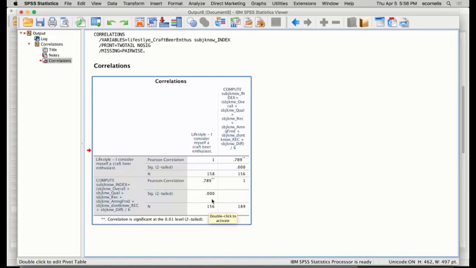Step 1 is definitely only include metric scaled variables. Don't try to run a correlation on nominal or ordinal variables. Second thing is look at your significance value and then look at your Pearson correlation coefficient. Okay, that's it.